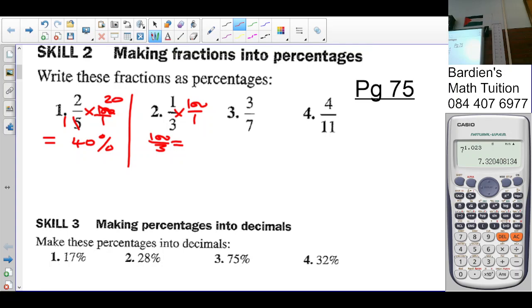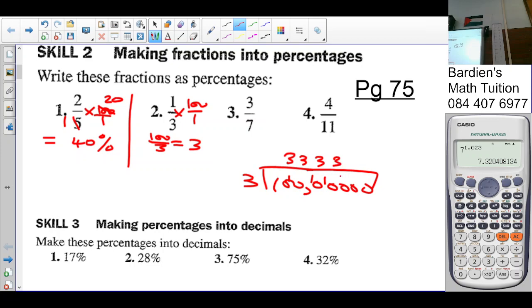But 3 goes into 10 3 times, carry 1. So you just add zeros there. Can you see that? So you carry 1. 3 goes into 10, 3 times carry 1, and so on, in line with this comma here, and move that comma up. Can you see that, people? So the answer is 33,33, or 33,3 recurring.